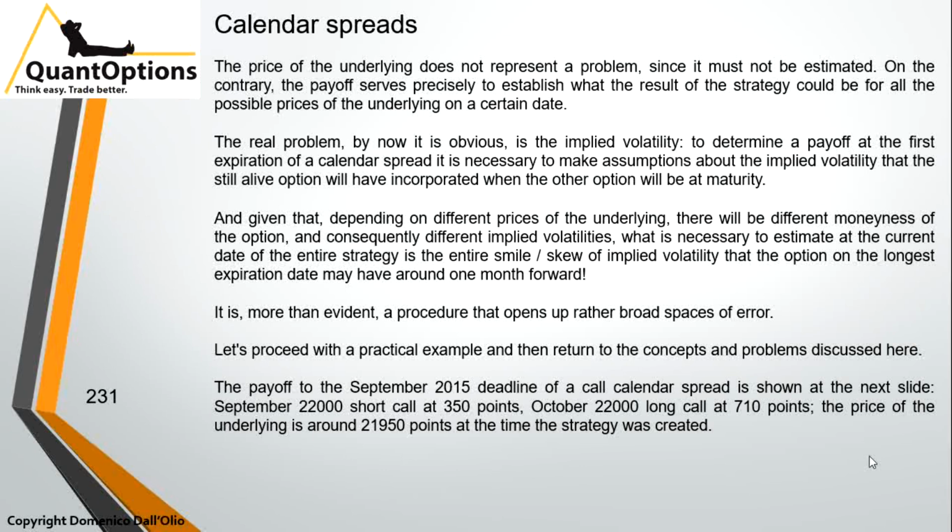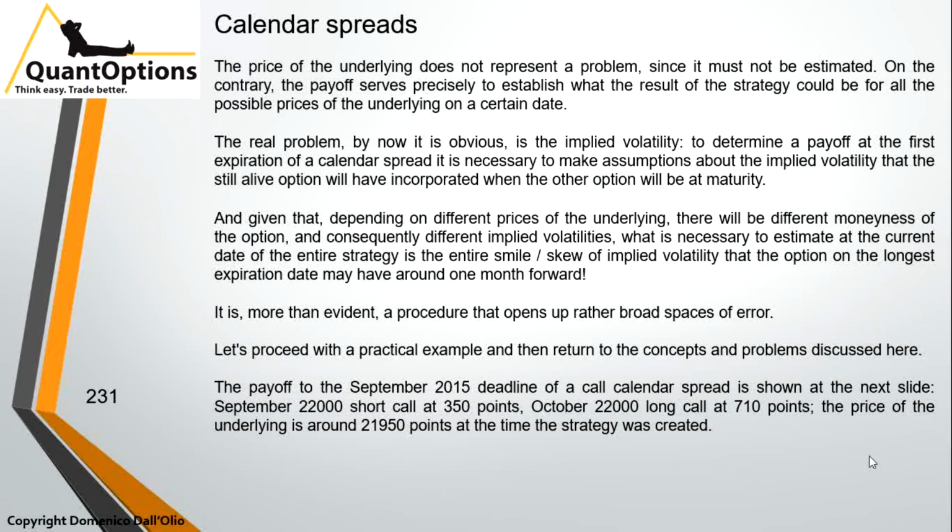On the contrary, the payoff serves precisely to establish what the result of the strategy could be for all the possible prices of the underlying on a certain date. The real problem, by now it should be obvious, is the implied volatility. To determine a payoff at the first expiration of a calendar spread, it is necessary to make assumptions about the implied volatility that that option, the still alive one, will have incorporated when the other option will be at the maturity.